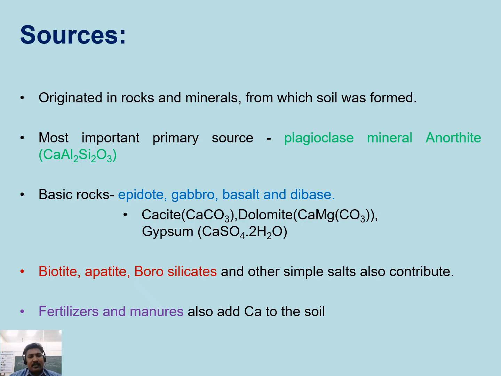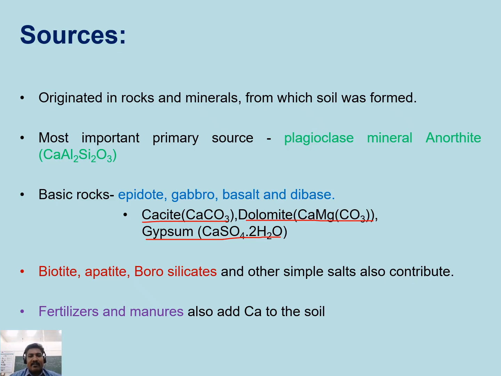Basic rocks, that is, rocks with a higher pH and lower silica content, have epidote, gabbro, basalt, diabase. They are classified as basic rocks. And calcium carbonate, calcite, dolomite, calcium magnesium carbonate, and calcium sulfate, gypsum, are also sources of calcium to the soil.